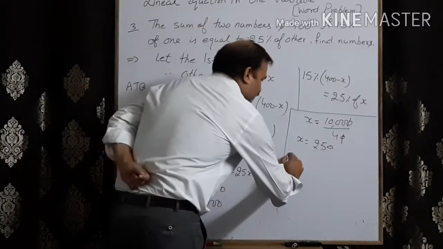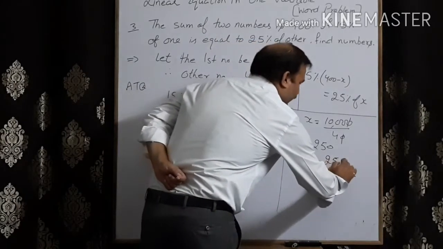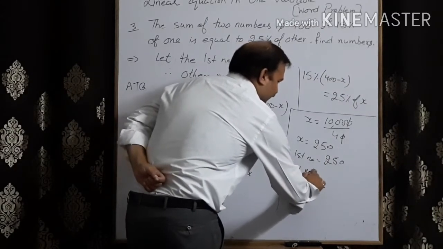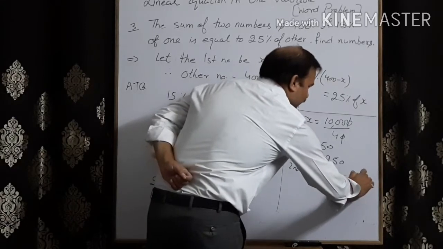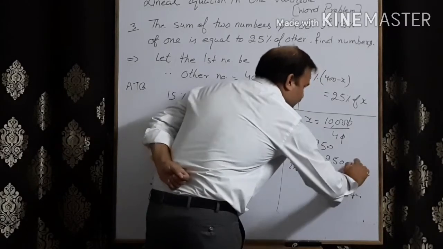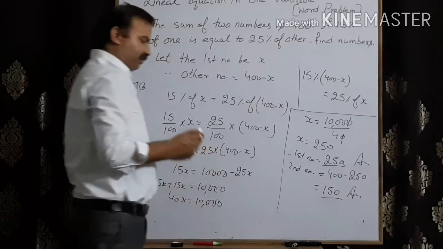Fine. So therefore the first number is equal to 250 and the second number is equal to 400 minus 250. That will become 150 is the answer. That is, 250 is the first number and 150 is the second number.